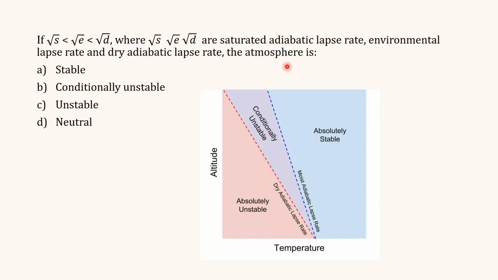So as we saw, if the environmental lapse rate is in between the moist adiabatic lapse rate and the dry adiabatic lapse rate, the atmosphere is conditionally unstable. So the correct answer to this question will be option B, that is, conditionally unstable.